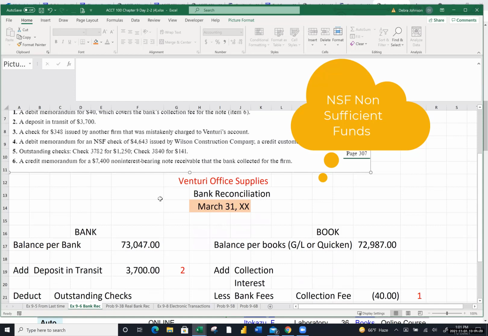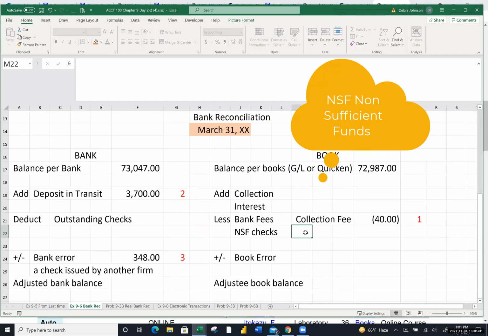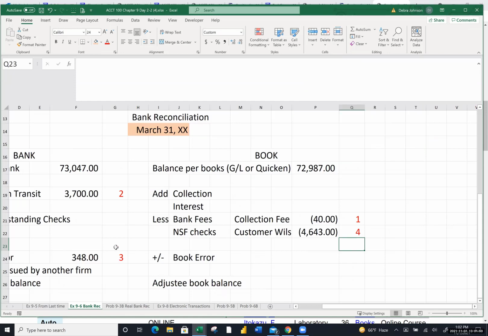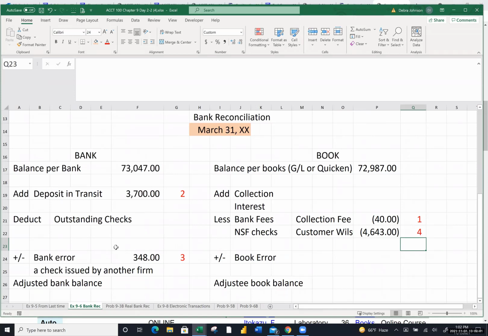So that's $4,643. I already have a section for NSF checks. I'm going to put who that was from, customer Wilson. And I will put the amount that they are going to take out of my account, which I think was 4,643. And let me put a reference item. That was number 4. Our goal again is to bring the 2 parties together and to resolve any differences. That's our goal. So I'll keep going.